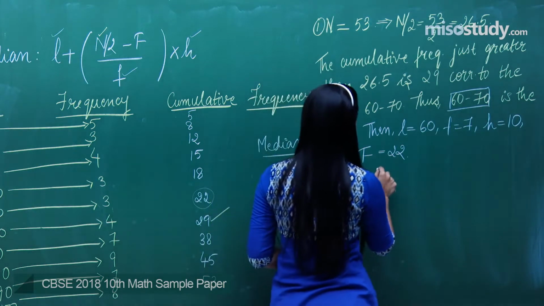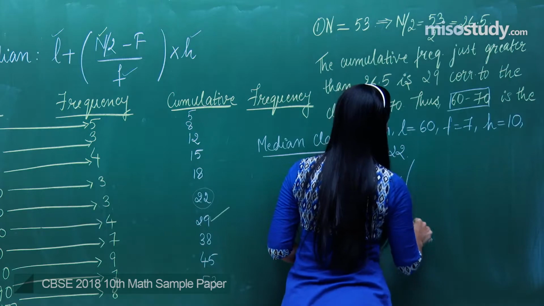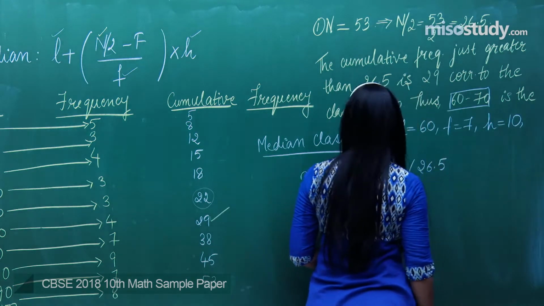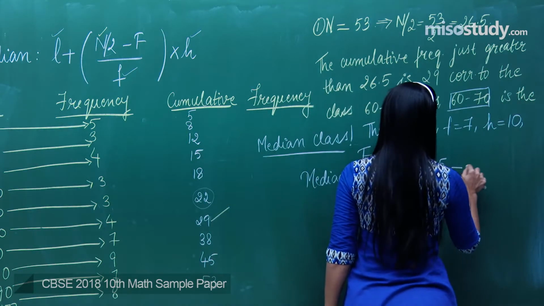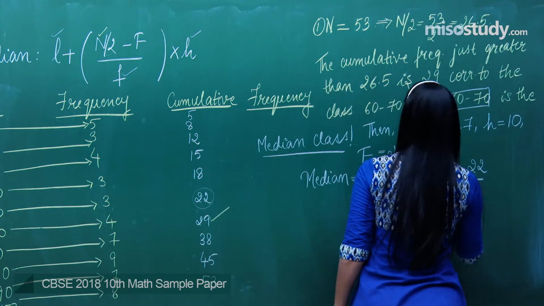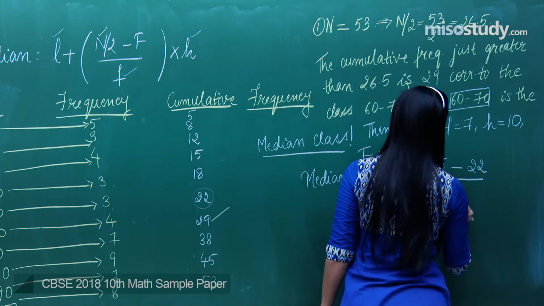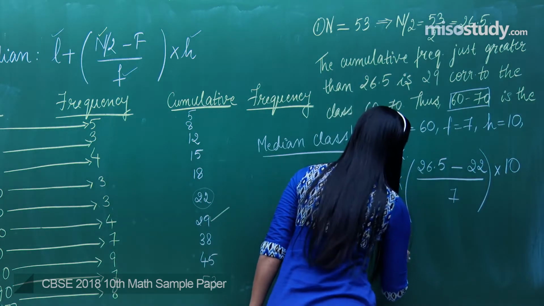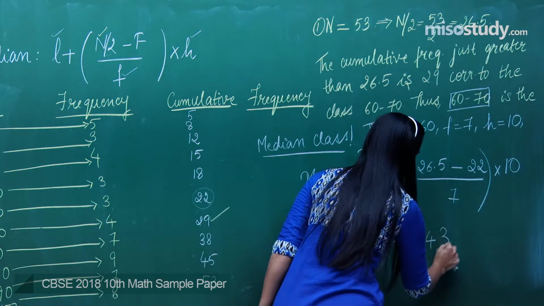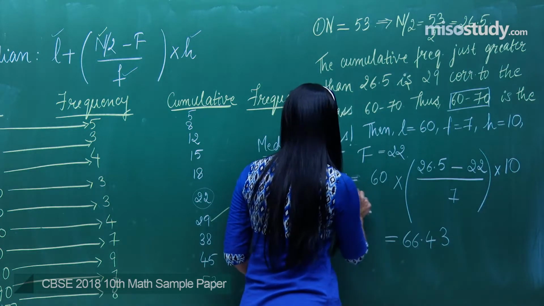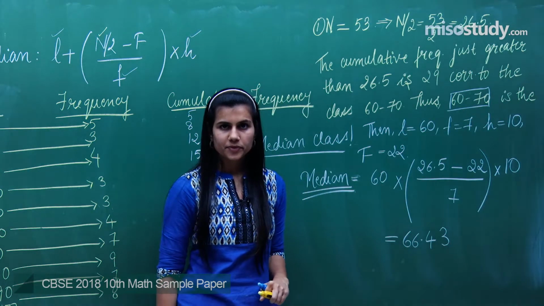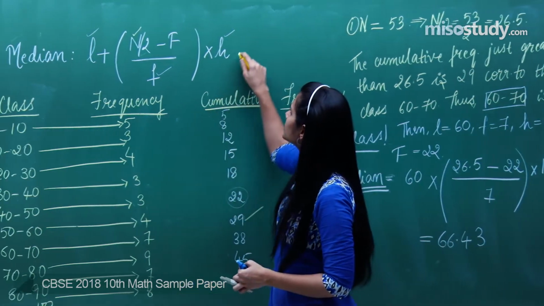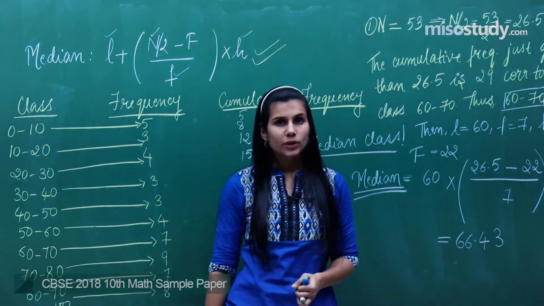It will be nothing but L multiplied by n by 2, n by 2 is 26.5, minus capital F is 22, whole upon small f is 7 multiplied by 10, and you are going to get 66.43 as your respective median. That is how you calculate the median. The only thing you required was this very formula to calculate the median.